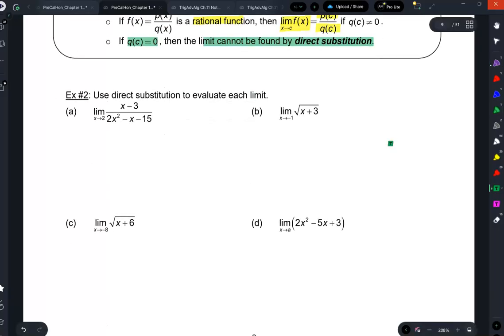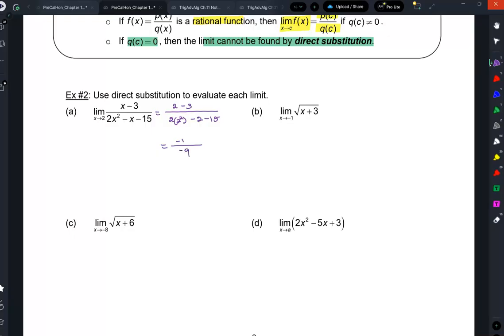All right, let's use direct substitution to find each limit. So here, I want to find the limit as x approaches 2. I can do this by direct substitution. So I can just say 2 minus 3 over 2 times 2 squared minus 2 minus 15. So how much is that? Negative 1 over negative 9? 1/9.